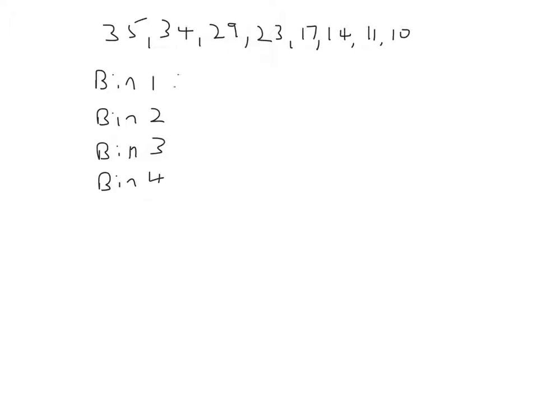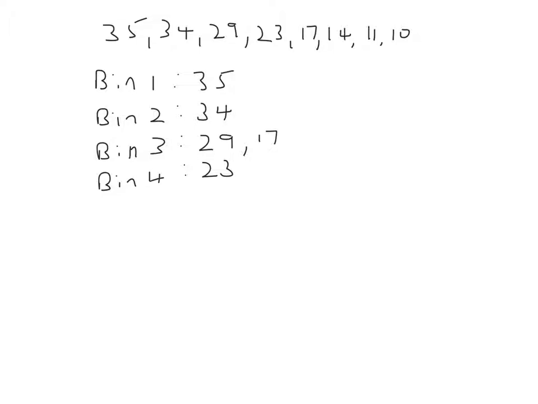So let's put 35 into bin 1, that's okay. 34 won't go into bin 1, but it will go into bin 2. 29 will have to go into bin 3, and 23 will have to go into bin 4. Otherwise, the total in the bins would be over 50. 17 won't go into 1, because that makes 52. It won't go into 2, that makes 51. But it will go into bin 3, that makes 46.